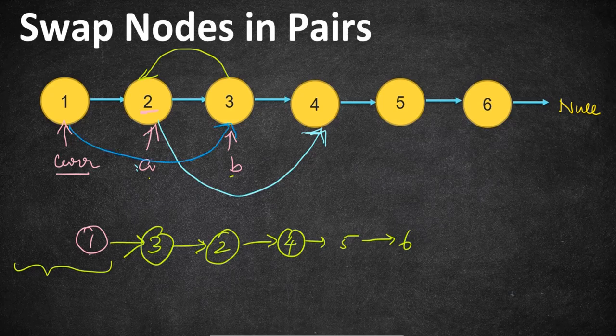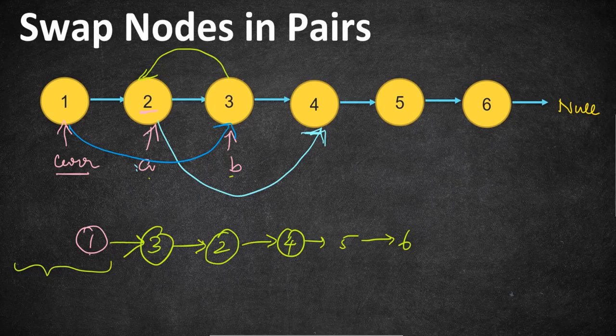So these are the three connections we are going to make so that these nodes will be swapped based on the problem statement. Clearly, these 3 pointers are going to help us swap the adjacent nodes.